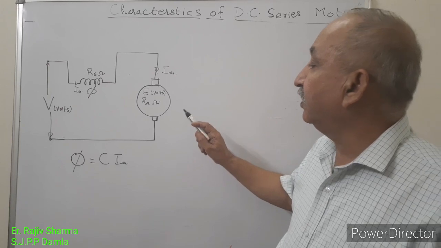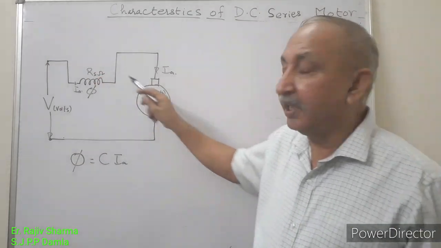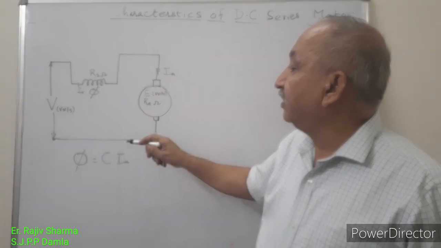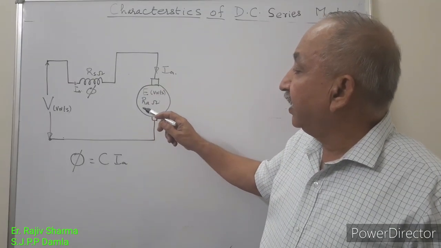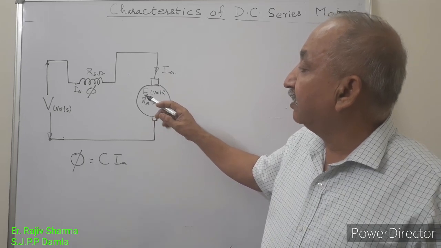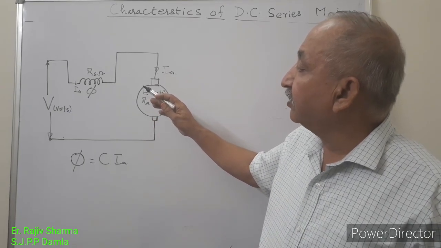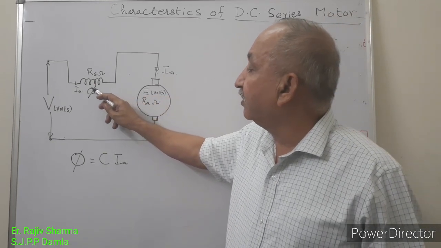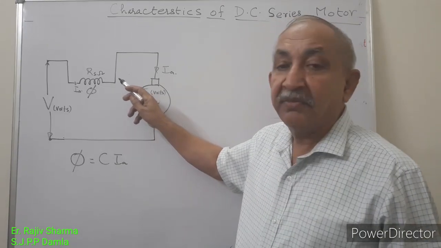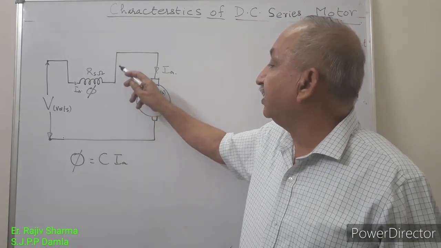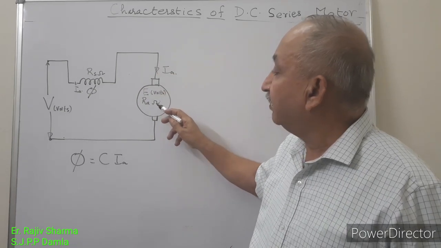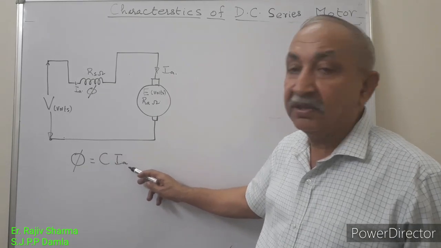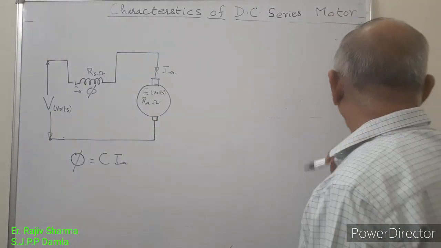In DC series motor, the armature and field winding are connected in series. Same armature current flows through the DC series field winding, whereas in the DC shunt motor the field current was constant. In DC series motor the field current changes with the armature current, because the same current is flowing in the field winding and in the armature. So phi is proportional to armature current, or phi is equal to C times Ia, where C is a constant.